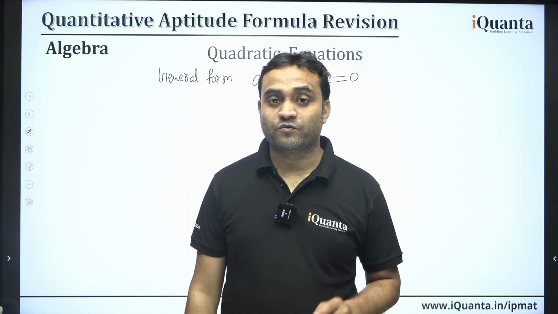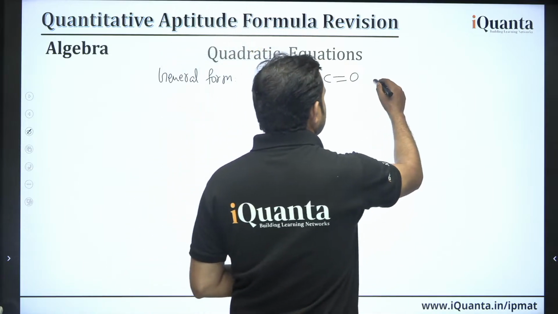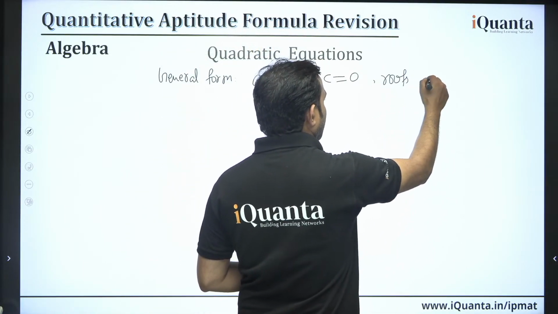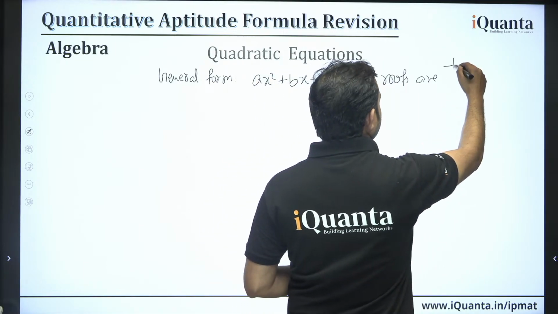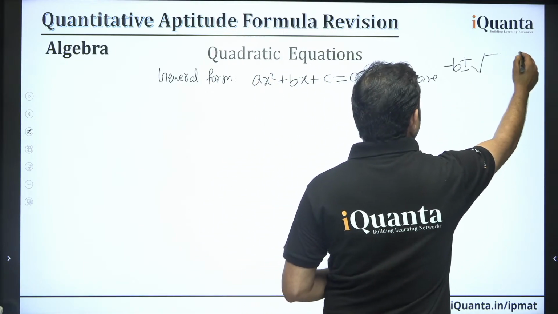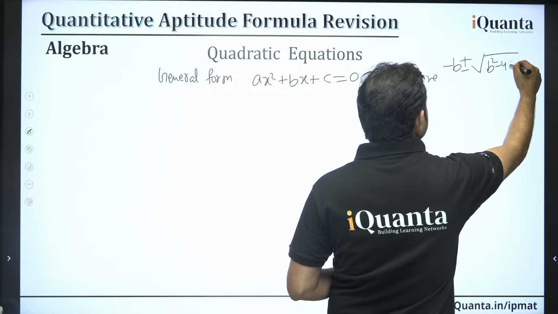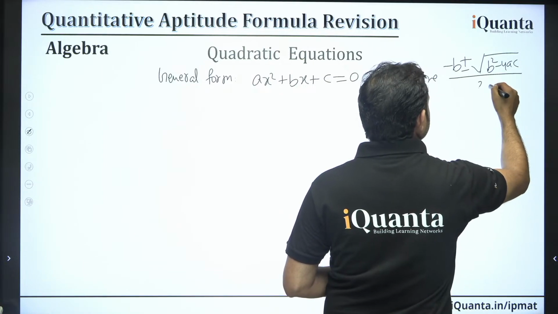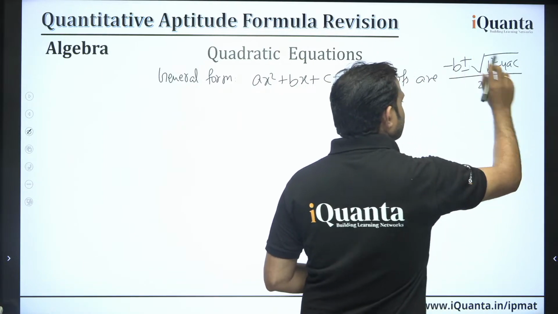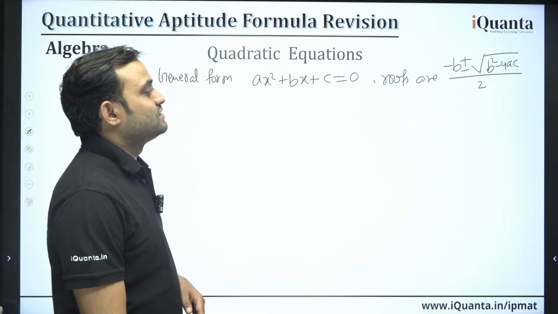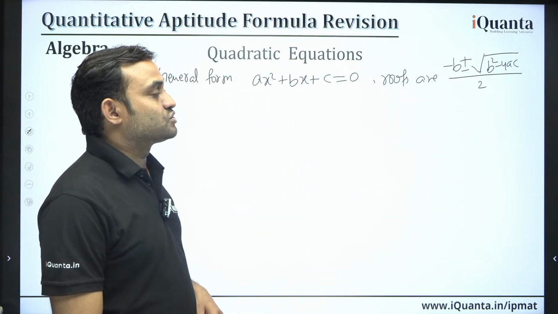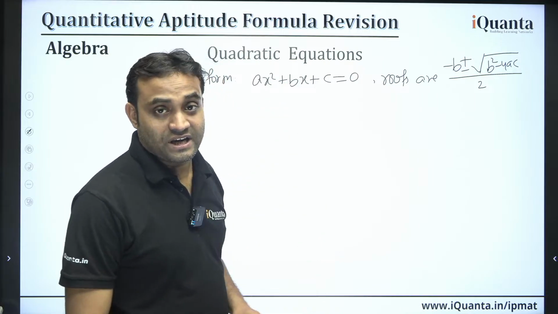But one way to find the roots is: roots are minus b plus minus square root of b square minus 4ac upon 2a. This is how you find the roots of this quadratic equation.